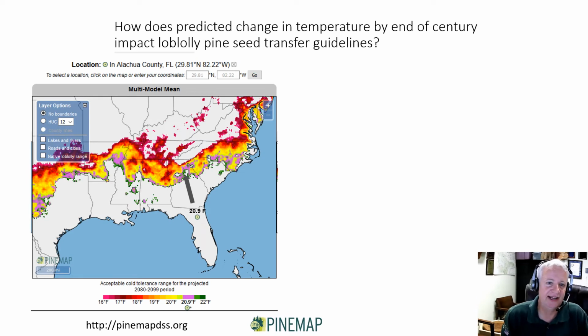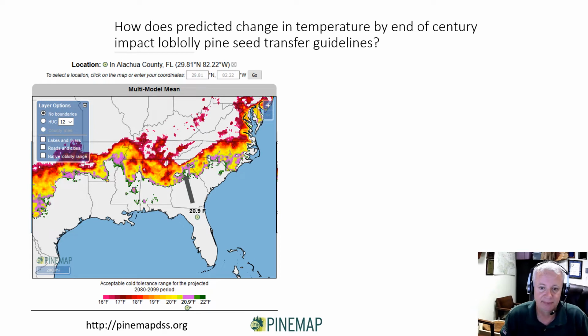What about seed transfer guidelines for assisted migration, taking into account climate change? The current seed transfer guidelines for Loblolly Pine, remember, use those minimum winter temperature isotherms. But we know as climate is changing that minimum winter temperature in any particular location is not going to be the same. So the question is, how does predicted change in temperature affect those Loblolly Pine seed transfer guidelines?